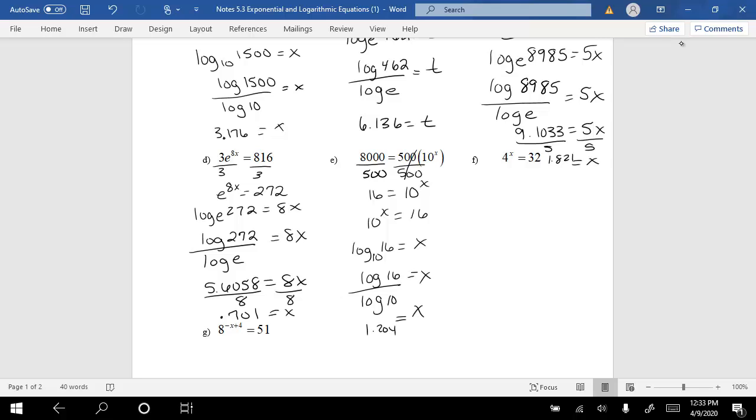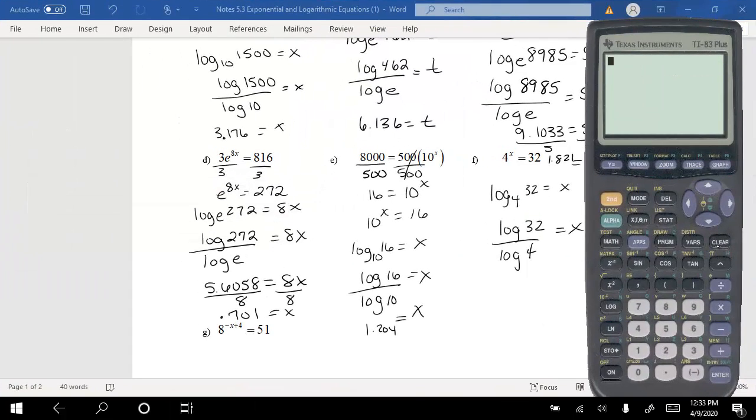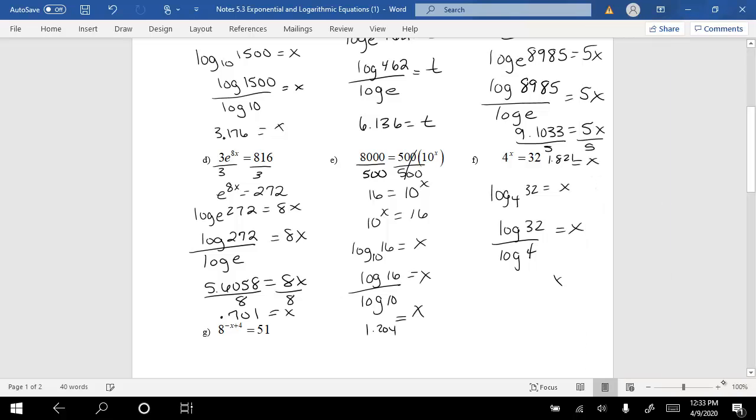The last one, the number in the base is already by itself, so we're just going to write it as a logarithm. Log base 4 of 32 equals x. So we're going to do change of base. Log of 32 divided by log of 4 is x. So put that in your calculator. Log of 32 divided by log of 4. We get an answer of 2.5.